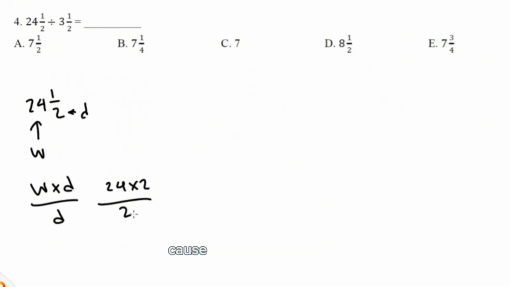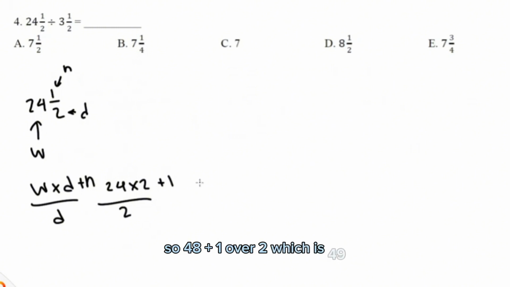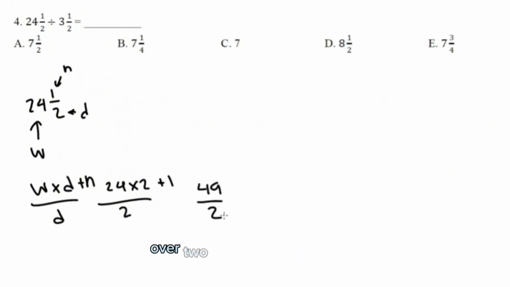But wait, we're not done yet, because you also have this numerator on top. So we're going to add n. So 24 times 2 plus 1. Alright, so 24 times 2 is 48. So 48 plus 1 over 2, which is 49 over 2. So 24.5, when turned into an improper fraction, is 49 over 2.